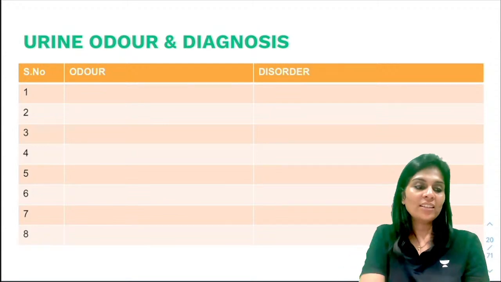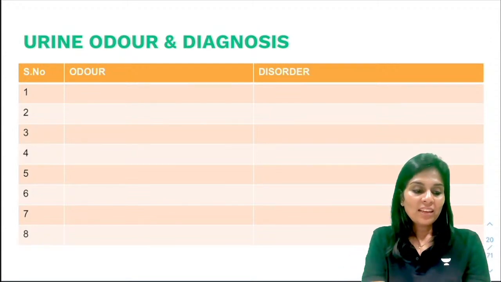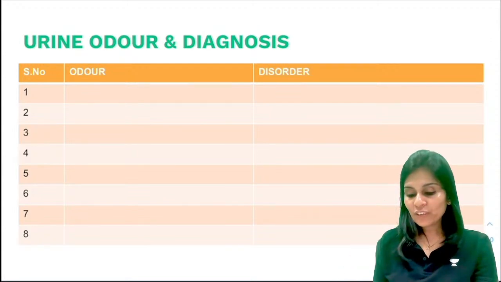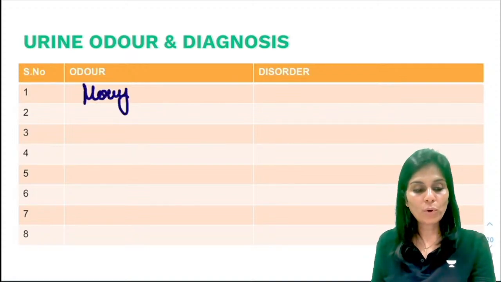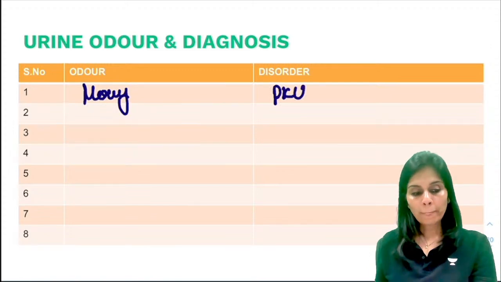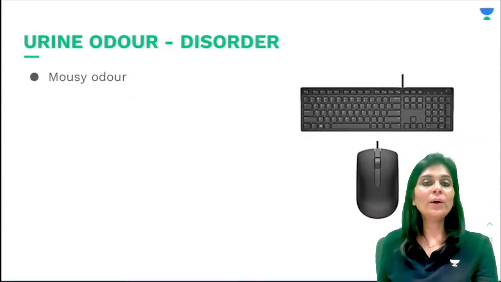Yes, it's important. Very good. So what is the first one I told you? The first one which I told you is mousy odor. Mousy odor is a feature of what? Phenylketonuria. And if you're asking me, how do I remember this?